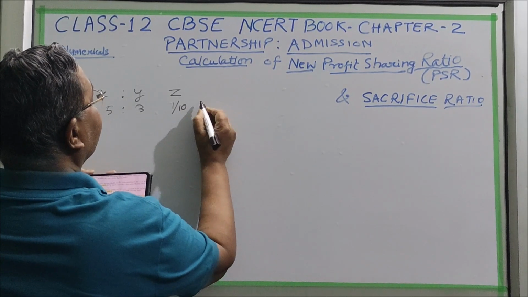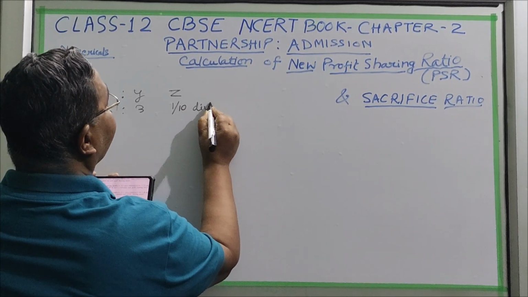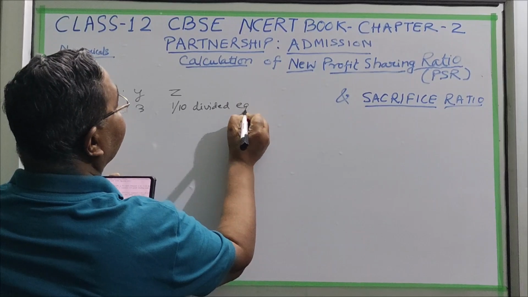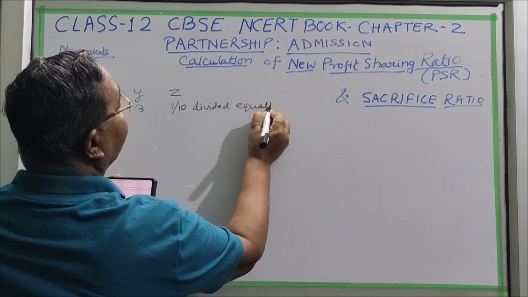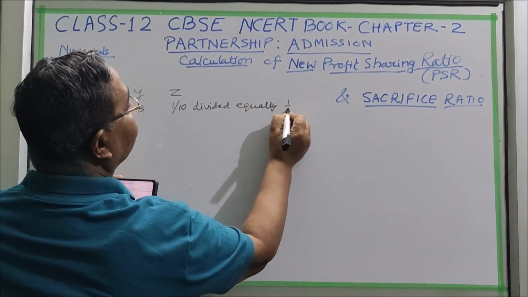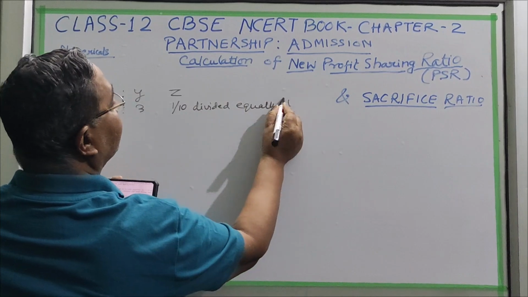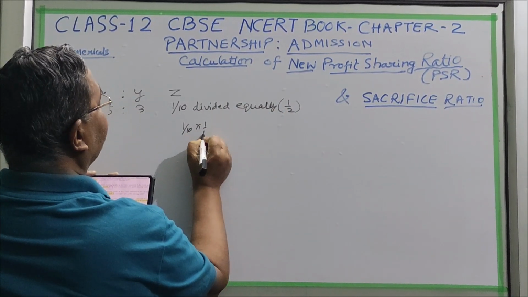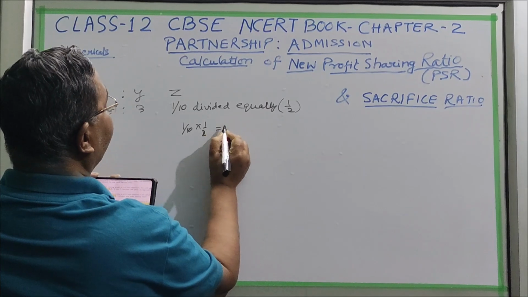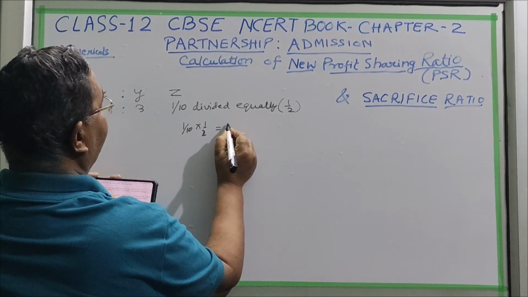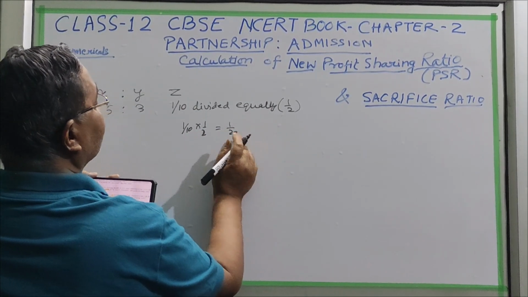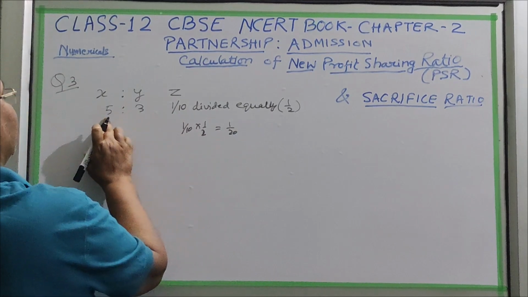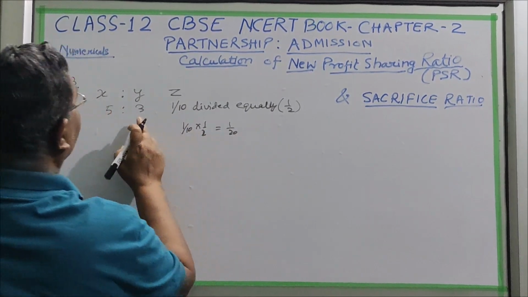So it is divided equally. Equally means you have to multiply by 1/2. You have to make 1/2 equally. So 1/10 into 1/2 is equal to 1/20. So 1/20 he will take from X, and 1/20 from Y.